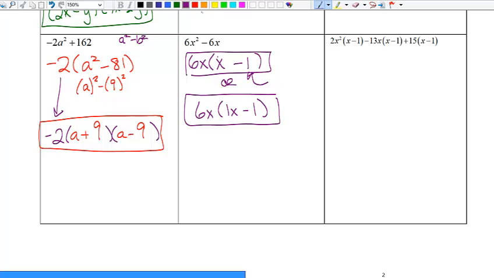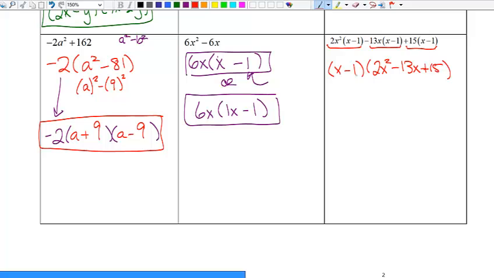Okay, on the next problem, we're looking for a GCF between the first term, the second term, and this third term. Between these three terms that are separated with pluses and minuses, I can see that there's something common in all three. I see an x minus 1 in all three of them. When I factor out the x minus 1, I'm left with 2x squared minus 13x plus 15.